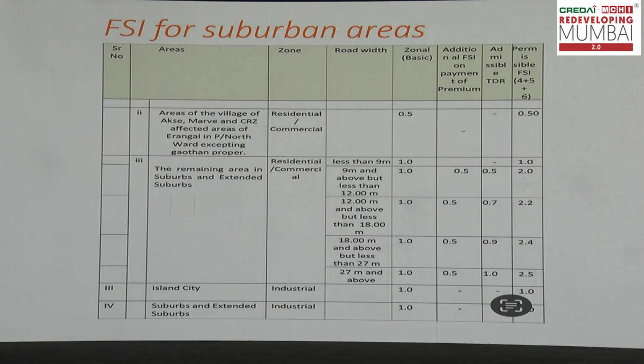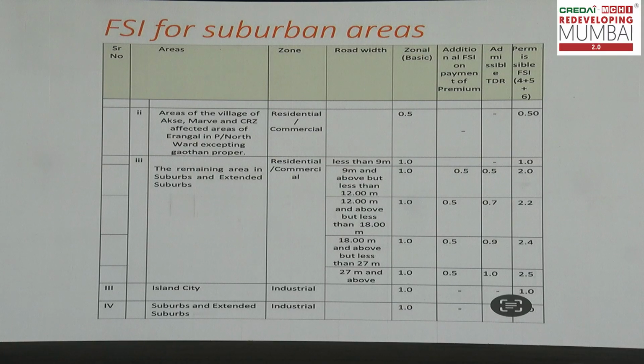It doesn't involve any cost, but the premium FSI, whatever is permissible, has to be purchased from the government on payment at the rate mentioned in the regulation, and TDR has to be purchased from the market and loaded on that plot.